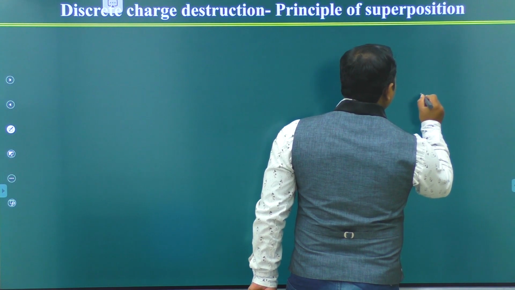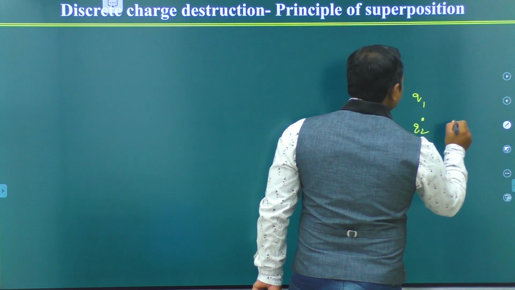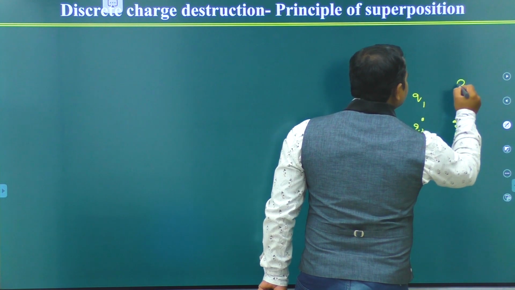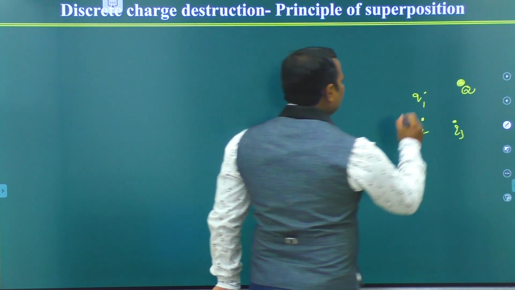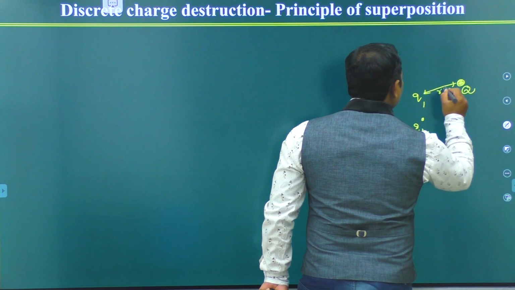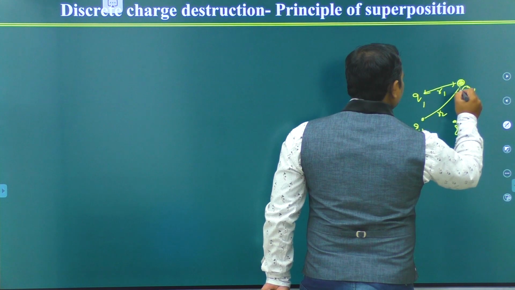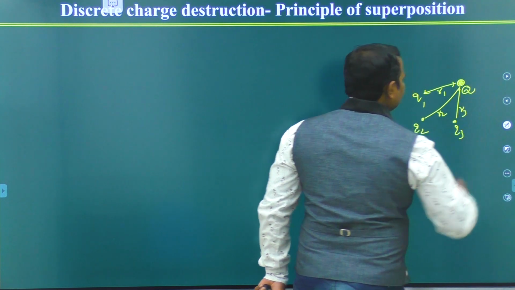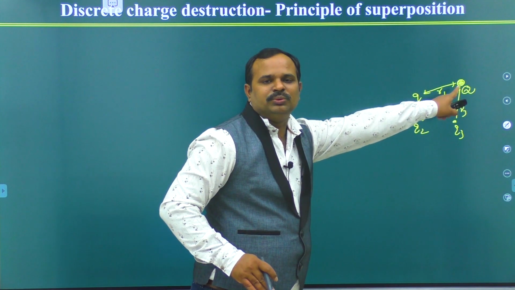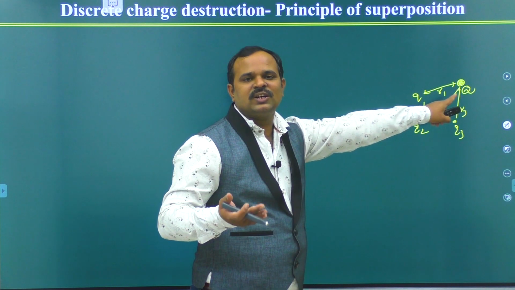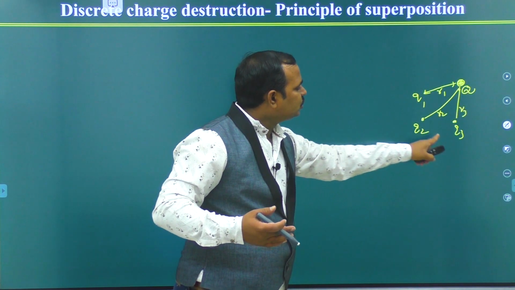For example, this is Q1, this is Q2, this is Q3 charge, and there is another charge which is capital Q. They are at distances r1 from Q1, r2 from Q2, and r3 from Q3. Now, what is the total force experienced by this charge Q? How do we find the force of attraction or repulsion experienced by this capital Q because of Q1, Q2, Q3 and so on?